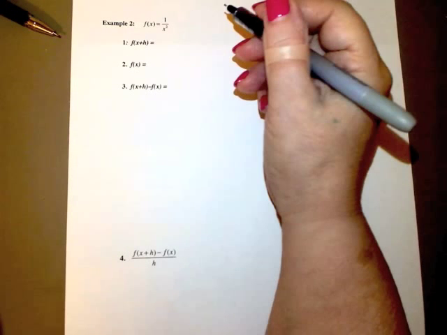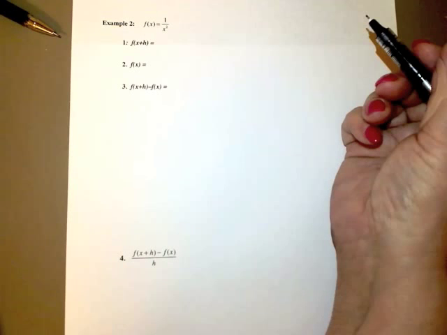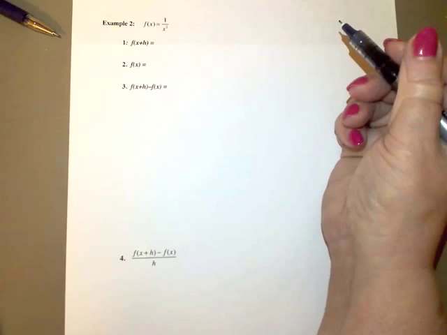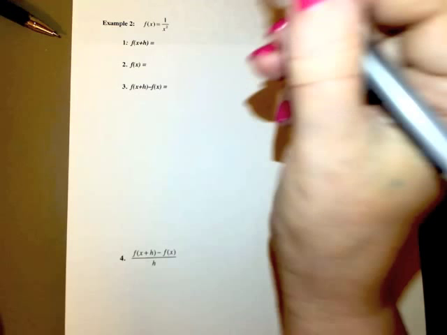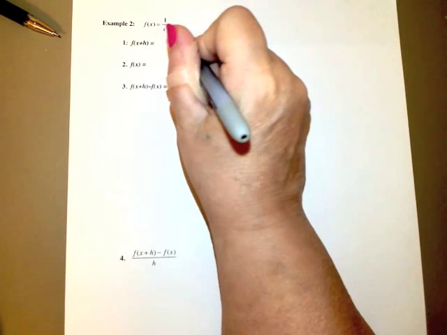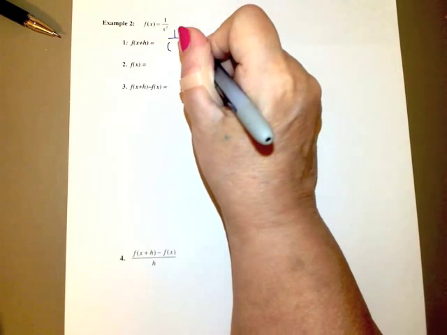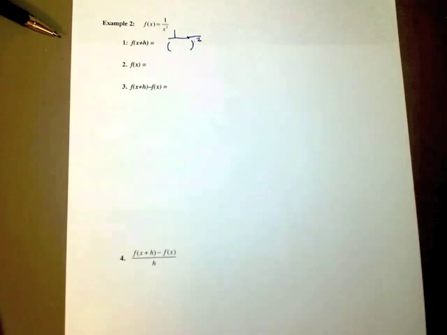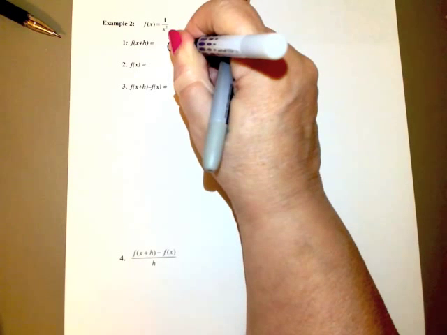Now we're going to be doing one that is a little bit more complicated, and we're going to use 1 over x squared. So if I look at f of x plus h, this is 1 over, wherever I have an x, I remove that, and then I'm going to put in an x plus h.